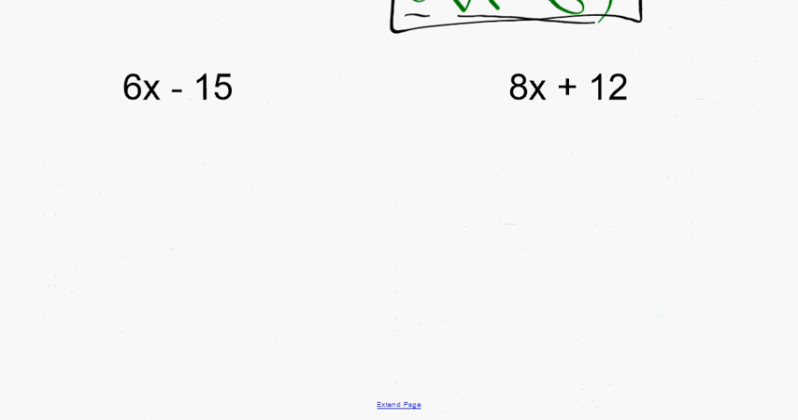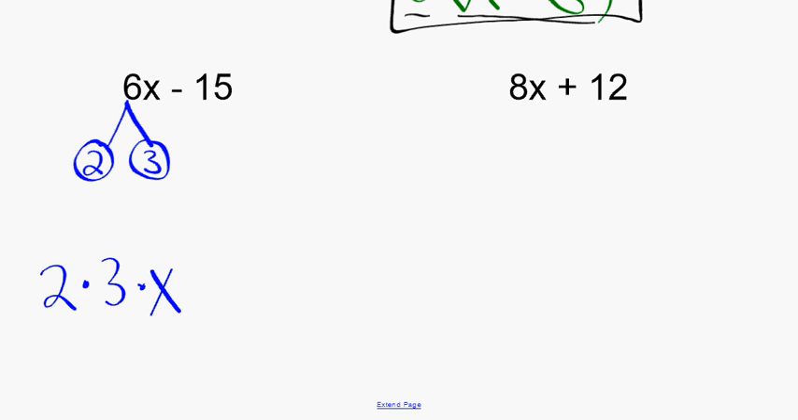Next, let's factor 6x minus 15. 6 is not prime, so we have 2 times 3, which is 6. Each of those numbers are prime. So this is 2 times 3 times x. That would be equivalent to 6x. 15 can be factored between 3 and 5. Both of these are prime. 3 and 5 don't have any factors other than 1. So I'm going to write minus, because that's what's in between these, 3 times 5.